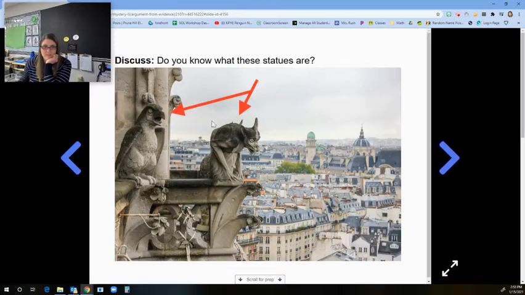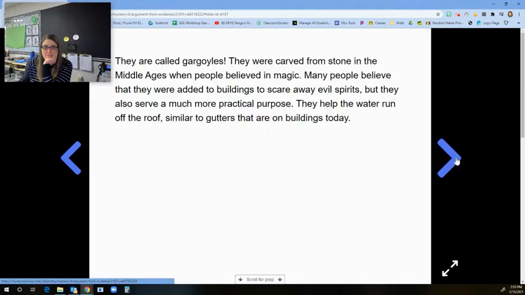Do you know what these little structures are right here? This guy and this bird? What are these statues? Does anyone know what these statues are? Kind of creepy looking. They're called gargoyles. Yeah, they were carved from stone in the Middle Ages when people believed in magic. Many people believe that they were added to buildings to scare away evil spirits. But they also served a much more practical purpose. They helped the water run off the roof, similar to gutters that are on buildings today.